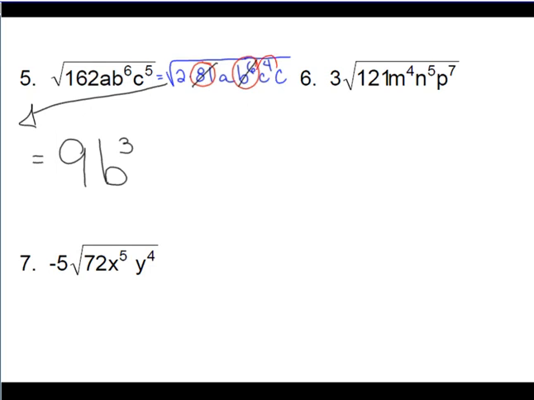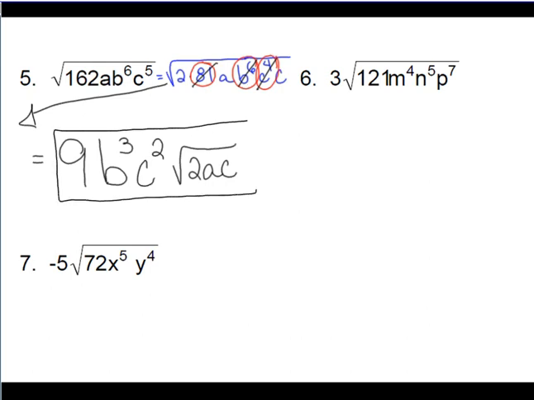Next I have c to the 4th power. That's a perfect square again, so that now becomes c to the, well, 4 divided by 2 is 2, so it's c to the 2nd power. And now that part is gone. I have some stuff left inside the radical: 2ac. So the simplified form for number 5 would be 9b to the 3rd, c to the 2nd, square root of 2ac.